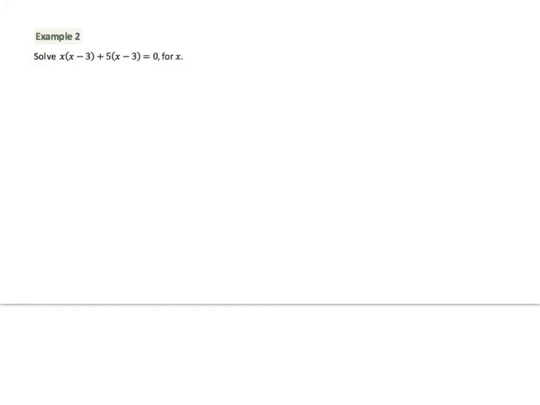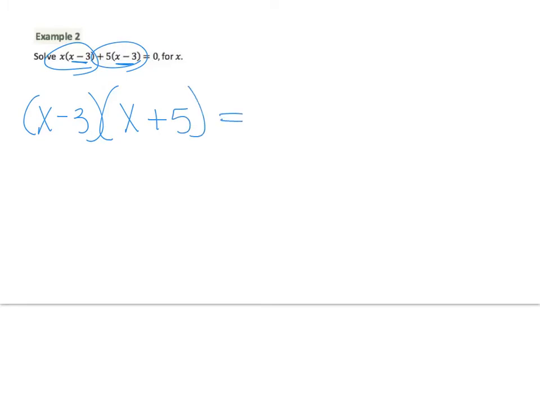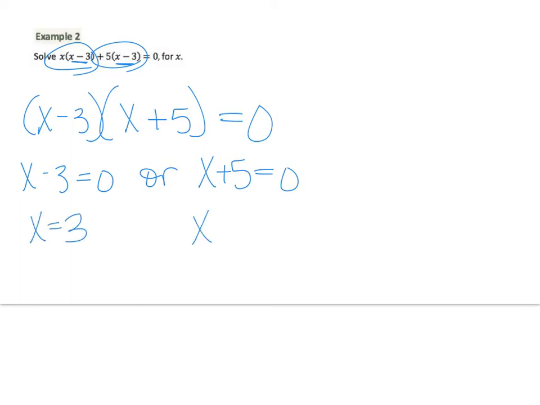These are the tricky ones that throw some off. I have x minus 3 common to both terms, so I can actually factor x minus 3 out. In this first term, what I have left is an x. Second term, what I have left is a plus 5. Now I can go ahead and solve it. It's x minus 3 equals 0, or x plus 5 equals 0. Therefore, x equals 3, or x equals negative 5.